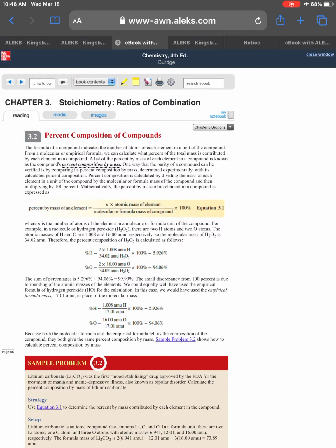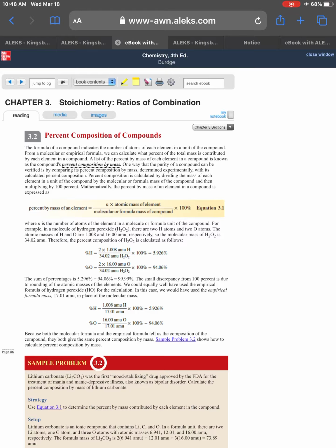Therefore, the percent composition of H2O2 is calculated as follows. Percent hydrogen equals 2 times 1.008 AMU H divided by 34.02 AMU H2O2. So the 34.02, that's the molecular mass of H2O2. We're doing hydrogen first. The top calculation is hydrogen. So 2 times 1.008 AMU for hydrogen divided by the molecular mass, 34.02 times 100, and you get 5.926%.